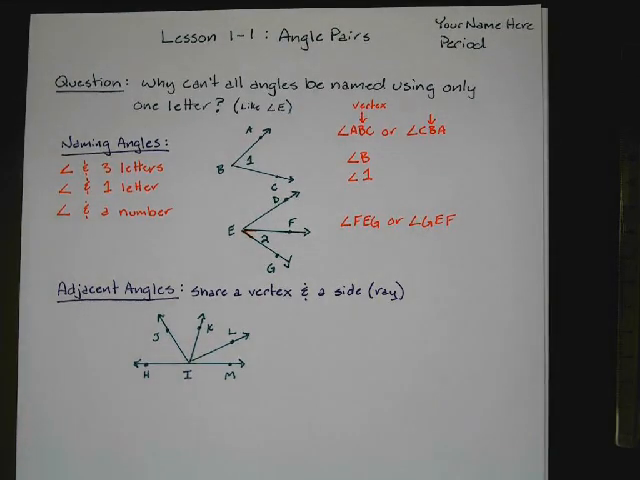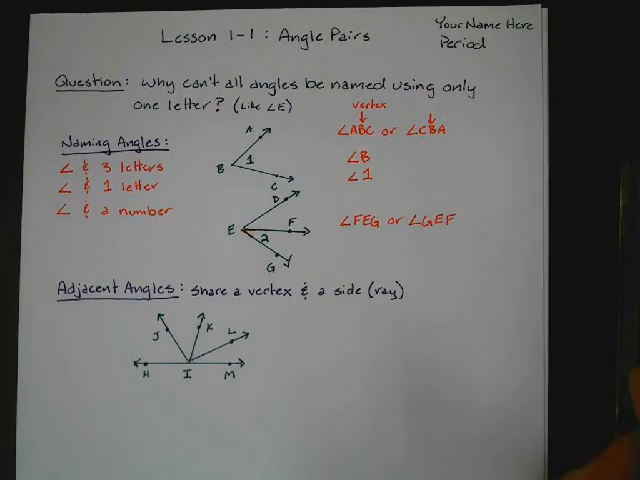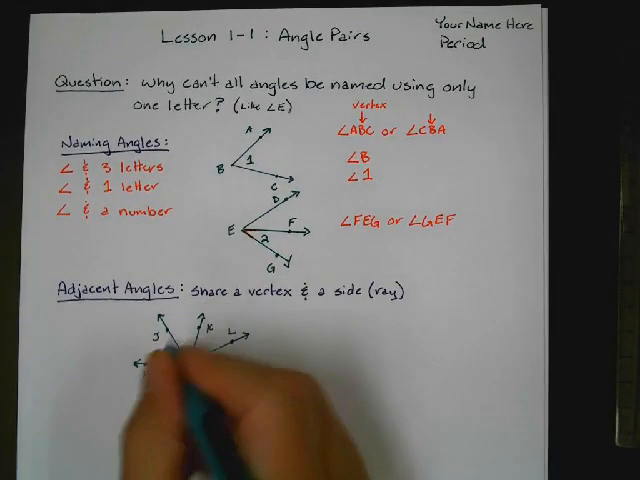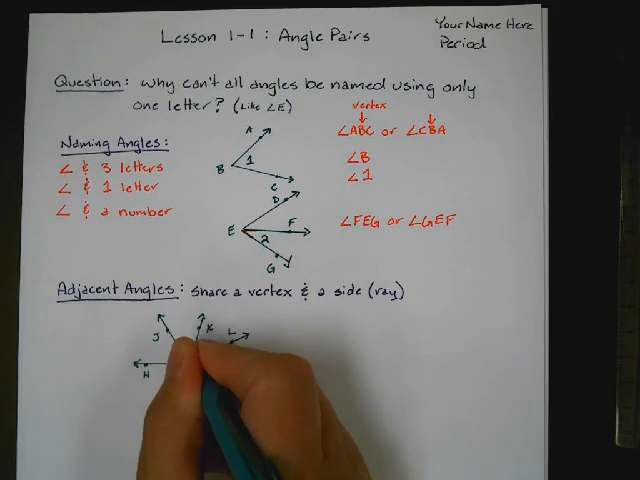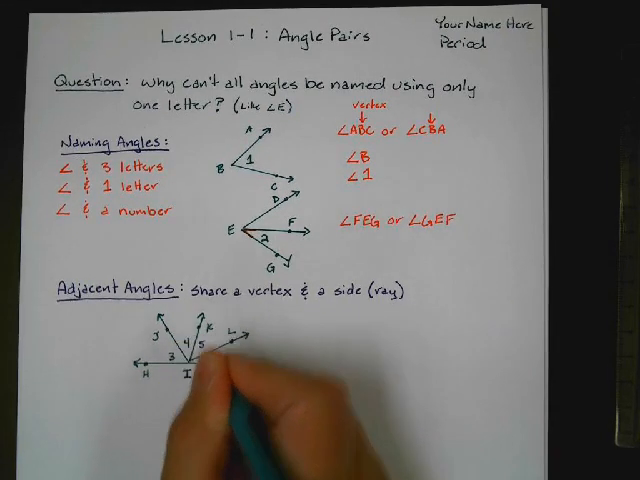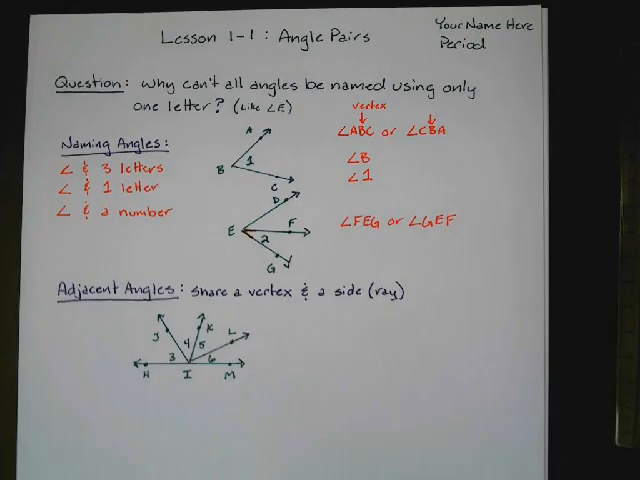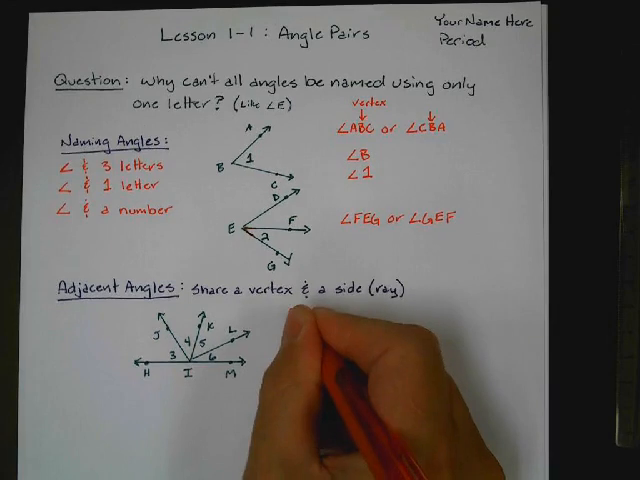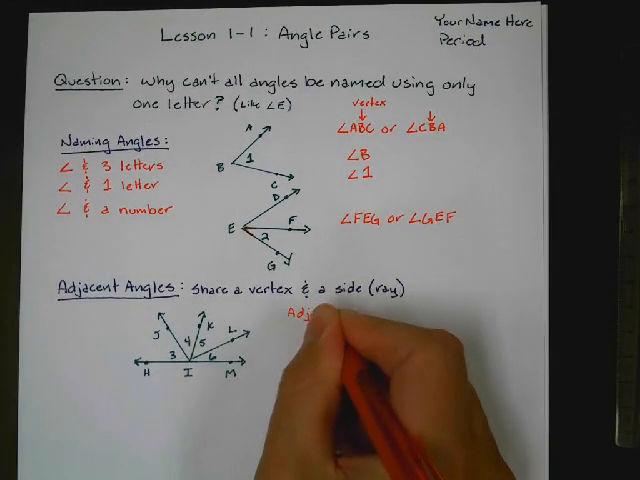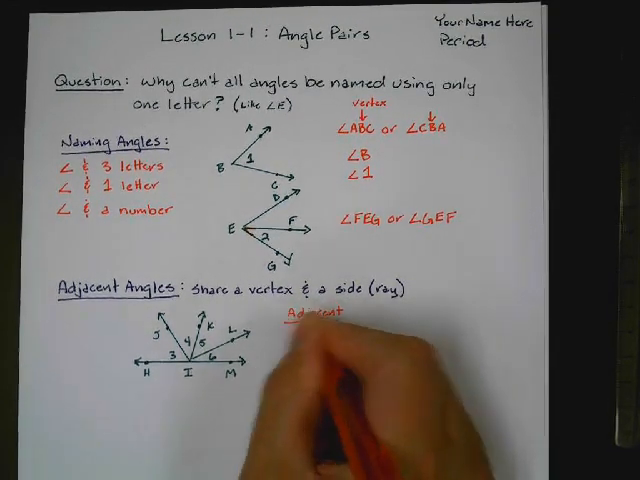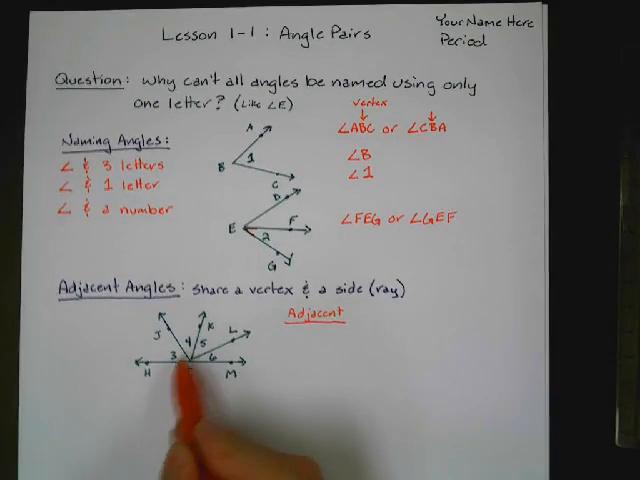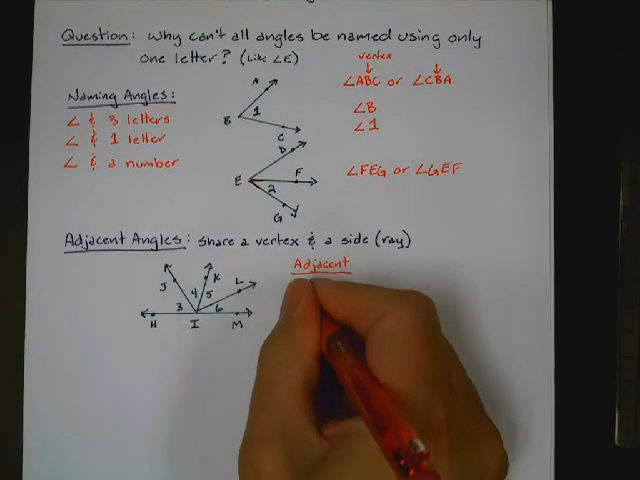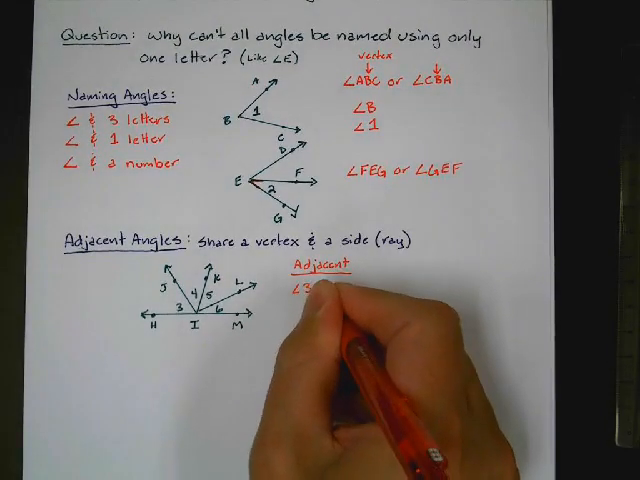All right, so let's find some adjacent angles. Okay, let me put some numbers on some of them just so it's not as confusing. So I'll name this one angle 3, angle 4, angle 5, and angle 6. All right, so let's look for angles that are adjacent to each other. All right, so angle 3 and angle 4 would be adjacent to each other. So let's say angle 3 and angle 4.